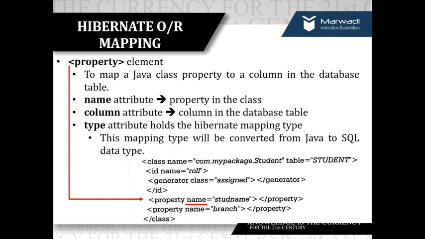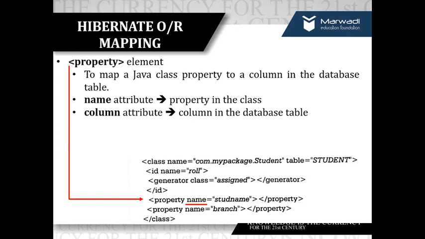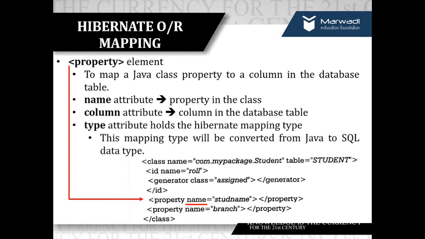And yes, there are three attributes inside the property element. One is the name attribute, which shows the property of the class. Then comes the column attribute, which shows the column of the particular database table. Here we have not provided it because both will be the same. And then there can be a third attribute called type. It holds the Hibernate mapping type. Basically it helps in converting a Java data type to an SQL data type.